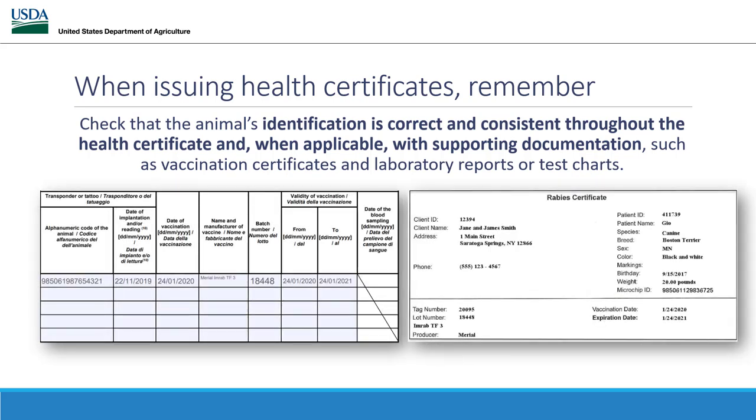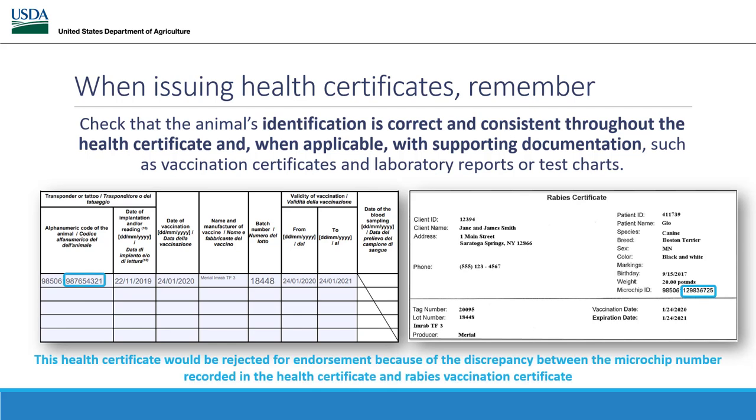In this example seen here, there's a discrepancy in the dog's microchip ID between the health certificate and rabies vaccination certificate. Take a second to find the difference yourself. Did you find it? It's right here. And a mismatch like this could mean your USDA endorsement office refuses endorsement of your health certificate until the discrepancy is corrected.